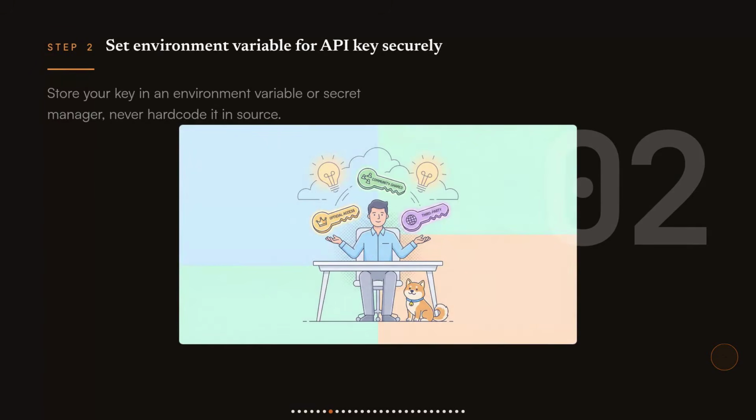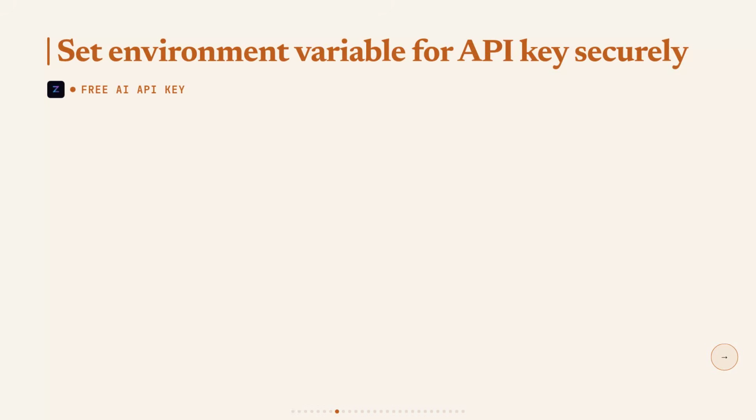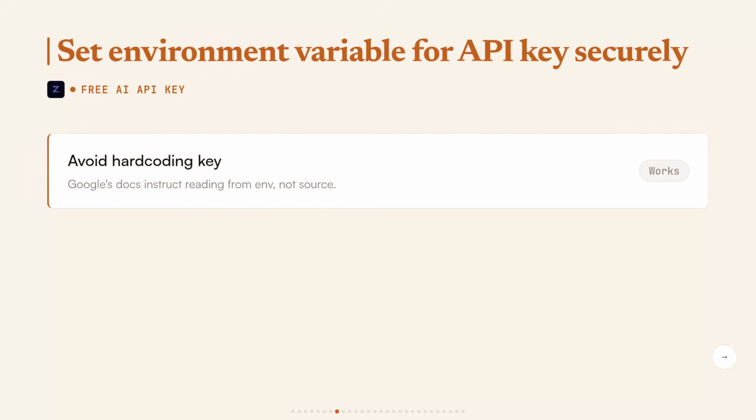Step 2. Store your API key securely using an environment variable. The number to care about here is 0, as in 0 times. Your key should never appear in your source code, because one accidental git push with a hard-coded key and you're rotating credentials at 2 a.m. while someone else racks up charges on your account. Google's own Quick Start docs tell you to read the key from the environment, not from source. So you put it in a .env file, add .env to your .gitignore, and load it at runtime.